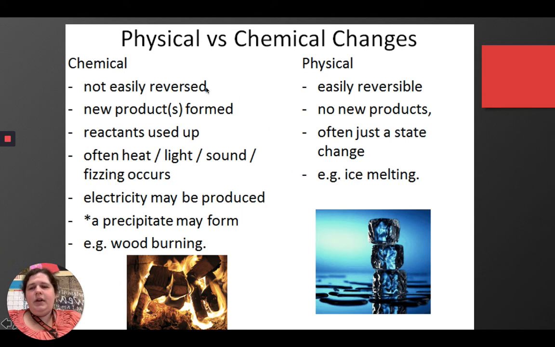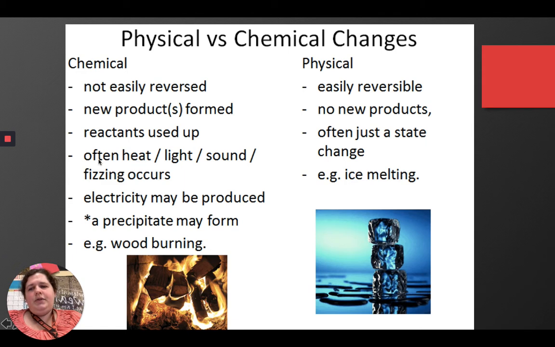Chemical changes, on the other hand, are not easily reversed. Usually we get new products being formed, reactants being used up. Think of chemical changes like cooking. You put in ingredients, you get out a product that looks totally different from what you put into the oven.